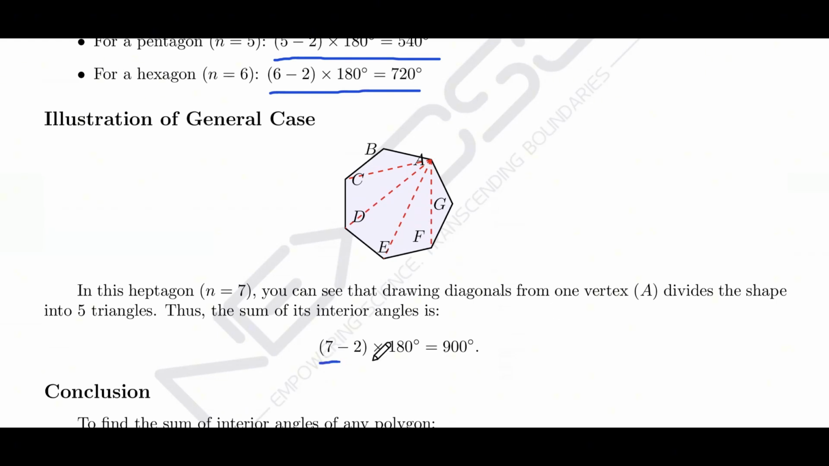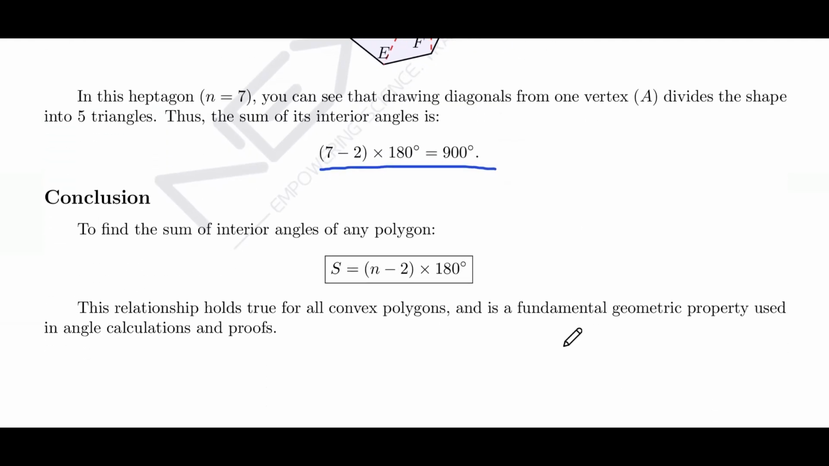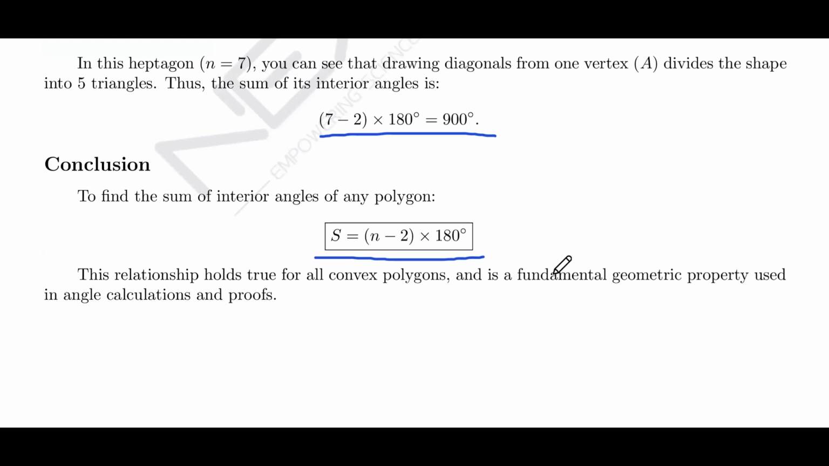or 900 degrees. So, to wrap up, remember this simple formula. For any polygon with n sides, the sum of its interior angles is (n-2) times 180 degrees. This is a key idea in geometry that helps us with many types of angle problems and proofs.